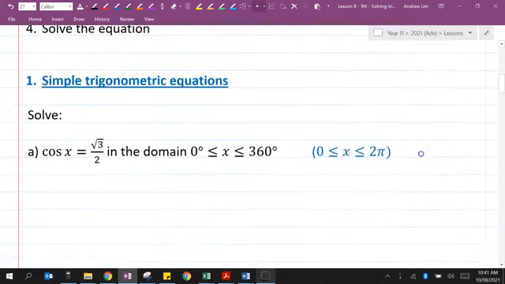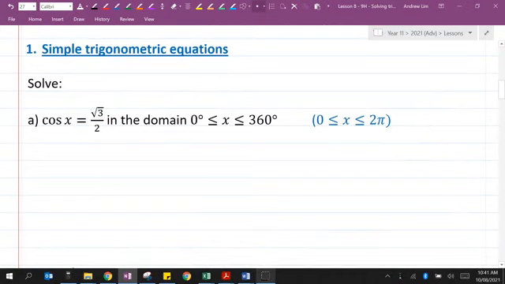So let's have a look at the first one. Solve simple equations. Here we've got: solve cosine x is equal to root 3 over 2 in the domain from 0 to 360 degrees. Sometimes the question might ask you for the answer in radians, and if it does, it'll give you this domain instead: 0 is less than or equal to x, which is less than or equal to 2 pi. So if you see pi, we know to give our answer in radians.